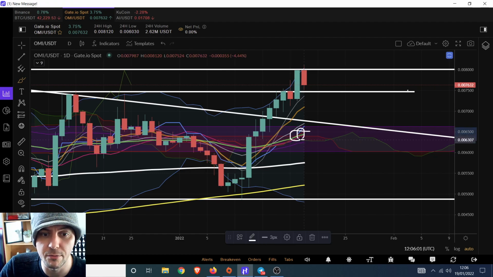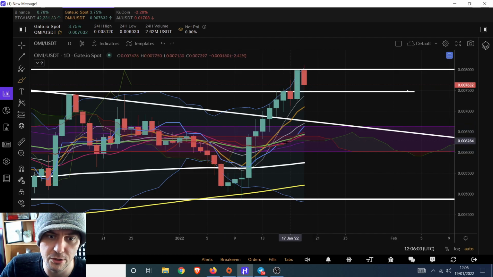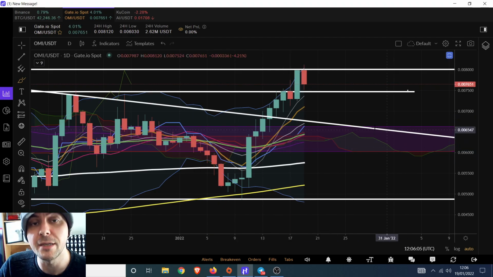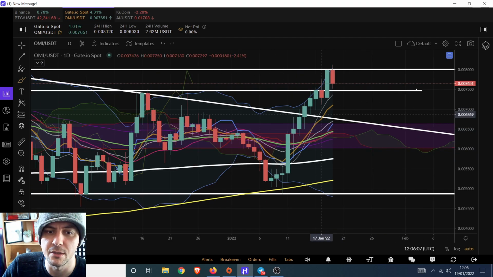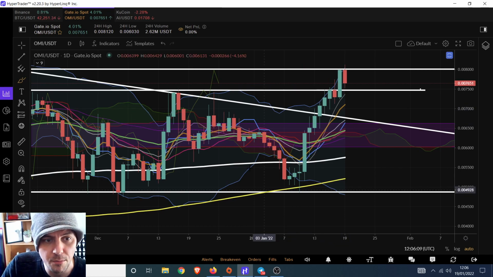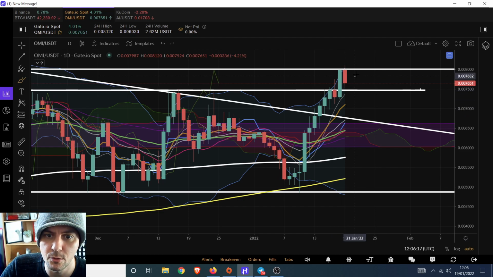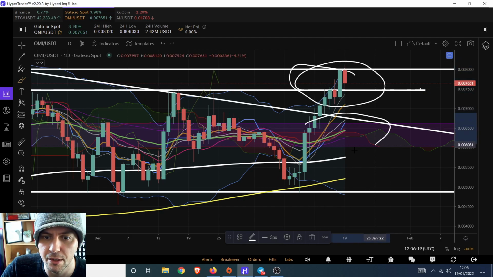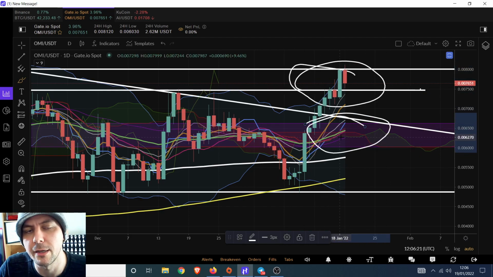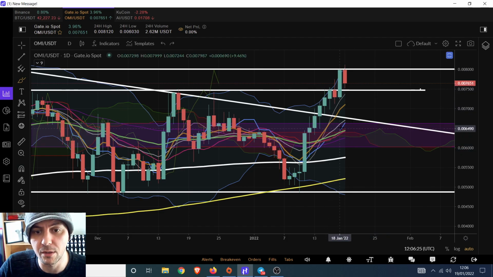If you have a look over here, we've got our blue crossing our red. That's the conversion line crossing the baseline, right? That in itself isn't a signal. But what other things do you look for in this particular setup? There are three things that have to all happen together. The first is that we've got to have the price action above the cloud. It doesn't matter what color the cloud is, red or green. It just needs to be above the cloud. So we've clearly got that here.